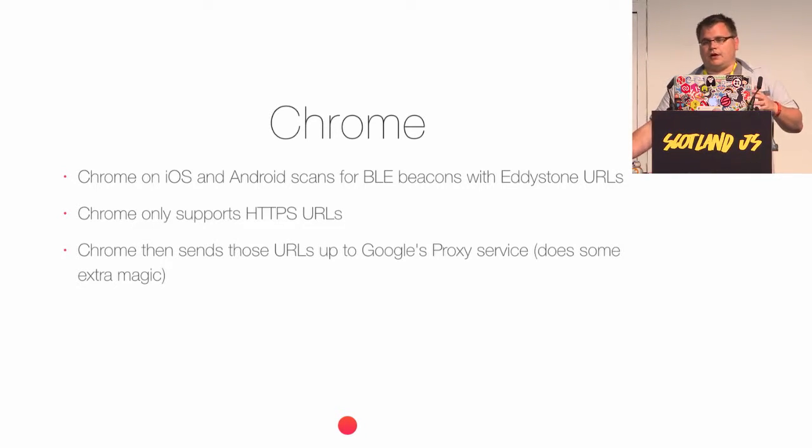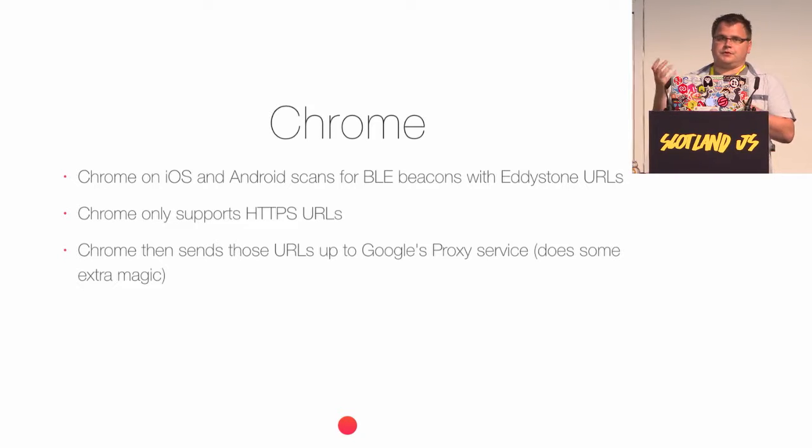Chrome then sends all those URLs up to Google. I mean, this sounds bad. Kind of is. I'm not a huge fan of it. But Google has a proxy service. And so Chrome sends up those URLs and it does some magic. So it removes duplicate URLs, it removes some spam, does some protection.